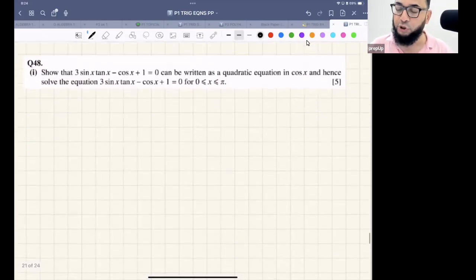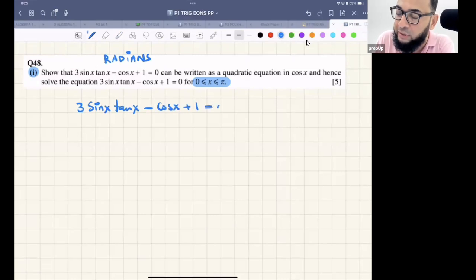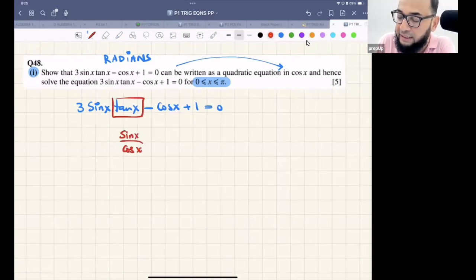Now another question. Again it's in radians, and let me highlight this in blue color. It's between 0 and x. It says show that 3 sine x tangent x minus cosine x plus 1 equals 0 can be written as a quadratic equation in cosine x. So tangent x will get substituted first, that is sine x over cosine x.